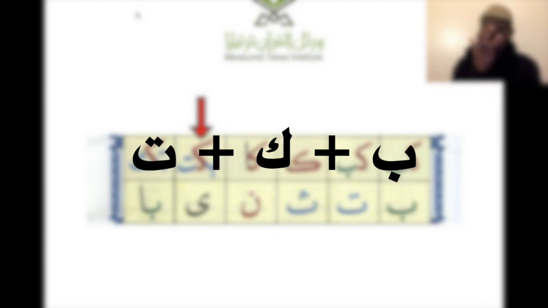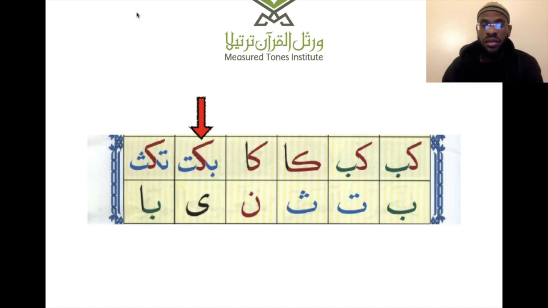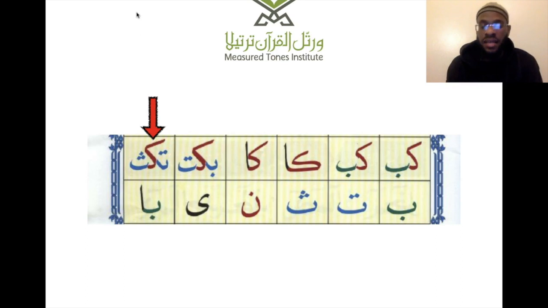This next one, ba, kaf, ta. So we have ba, we have kaf in the middle there, which looks very similar to the kaf in the beginning and the one right before, and the two in the beginning. Ba, kaf, ta. Next one, ta, kaf, tha. Ta, kaf, tha. Ba, ta, tha.